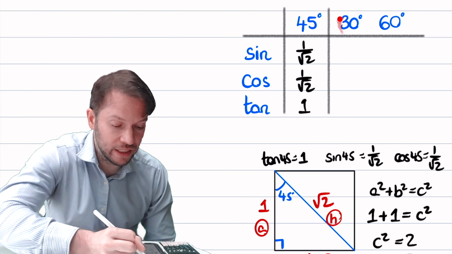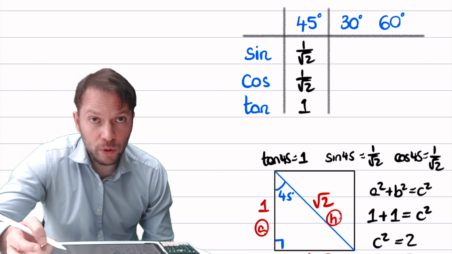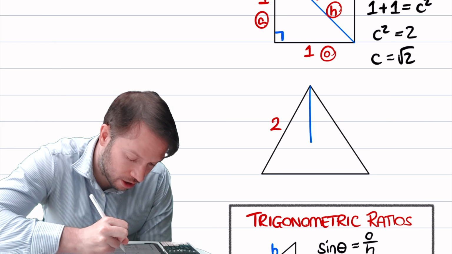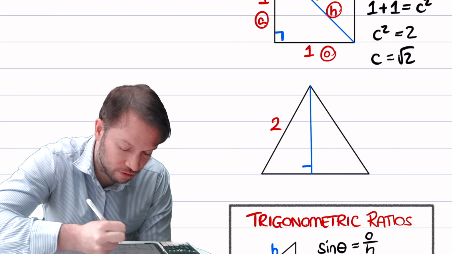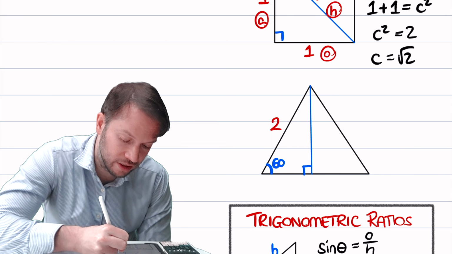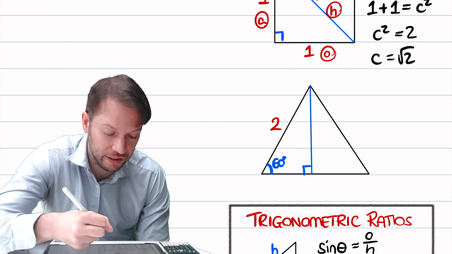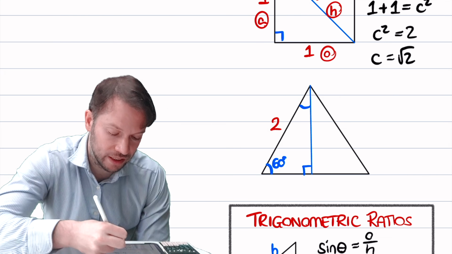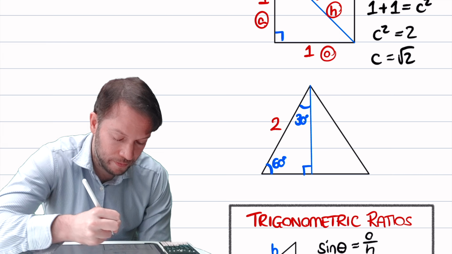Now, what about 30 and 60? Well, we find angles of 60 in an equilateral triangle, don't we? So start with an equilateral triangle side 2. And the reason I'm going to make it side length 2 is because then if I split it in half like this, I've got a right angle triangle. Remember, in an equilateral triangle, each interior angle is 60 degrees. It's 180 divided by 3 is 60. And this angle up here is just 180 minus 90 minus 60, which is 30 degrees.